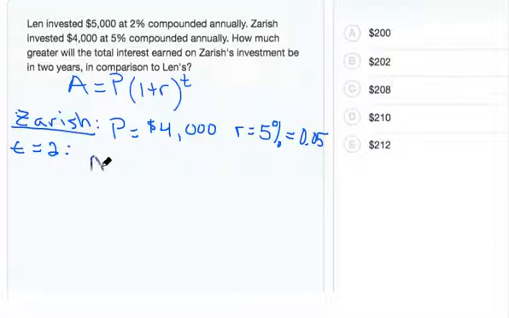So plugging into our equation, we have that A is equal to 4,000 times 1.05 squared. Multiplying this out, we can square 1.05 off to the side, and multiply it by 4,000. And doing so, we'll end up with $4,410.